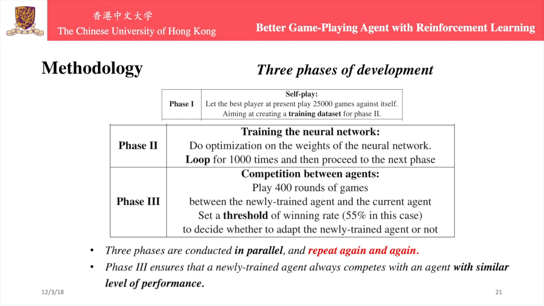In phase 3, it's a very tricky method. In this way, we will ensure that a newly trained agent always competes with an agent with a similar level of performance. This is very similar to how humans learn to play the game of Go. When we are green-handed, we just play with someone who is not that good at the game and then learn from the experience. And later, when we become stronger, we also tend to find stronger opponents to keep us improving. So this is very similar.